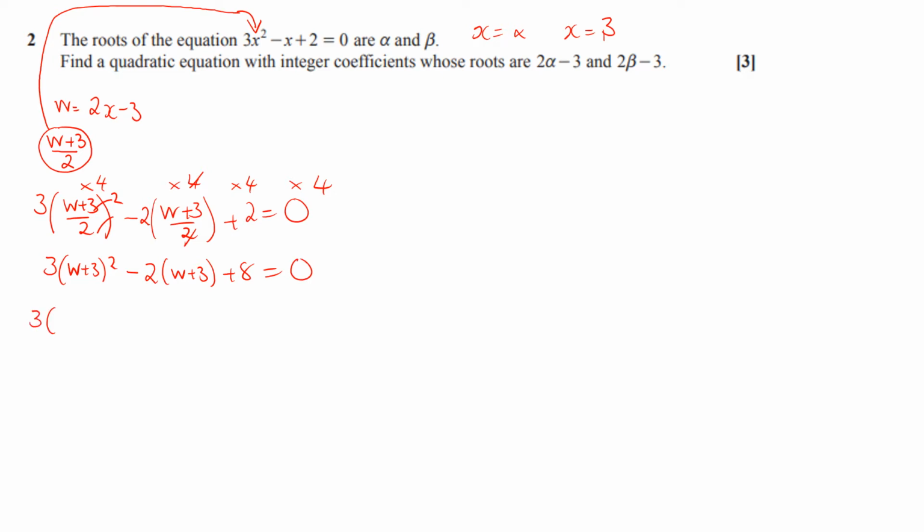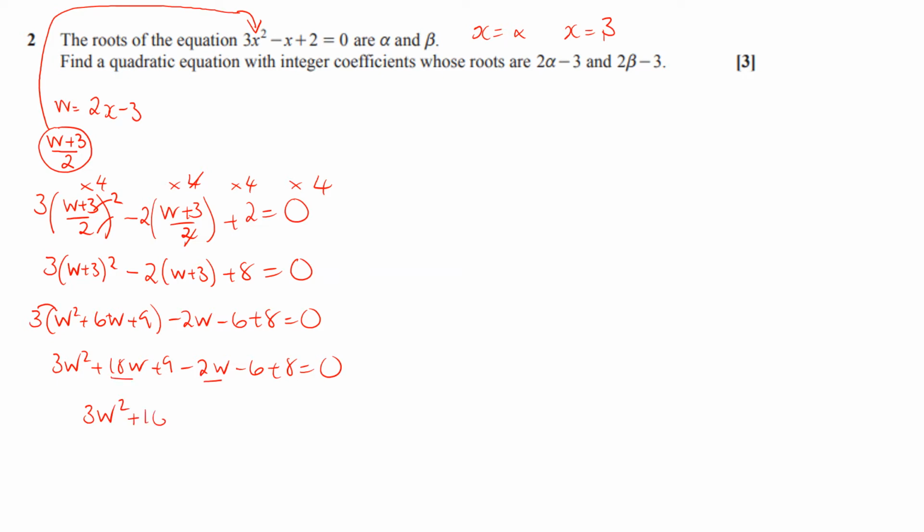Squaring out that bracket, you've got w squared plus 6w plus 9 minus 2w minus 6 plus 8 is equal to 0. Multiply the 3 in, 3w squared plus 18w plus 9 minus 2w minus 6 plus 8. Collect like terms, 3w squared plus 18 minus 2 is plus 16w. Oh, that's not 9, is it? It's 27.